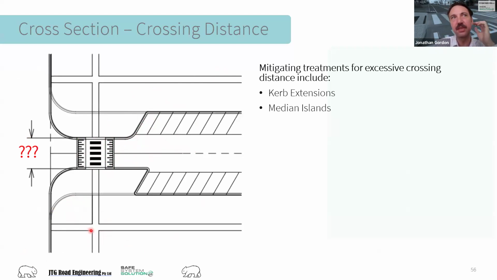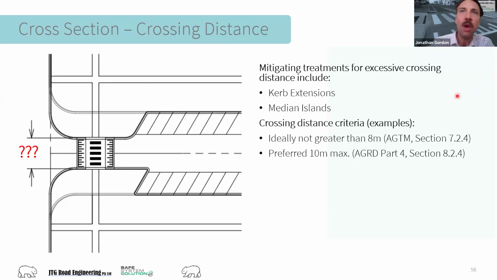But let's just ask ourselves, what sort of distance do we want for our crossing? Because this is about reducing crossing distance. So what crossing distance do we want? Sure, we have curb extensions and median islands that can affect crossing distances. That's great. But what do we want is the question. We're looking at Austroads Guide to Traffic Management. There are lots of references out there for what's desirable.